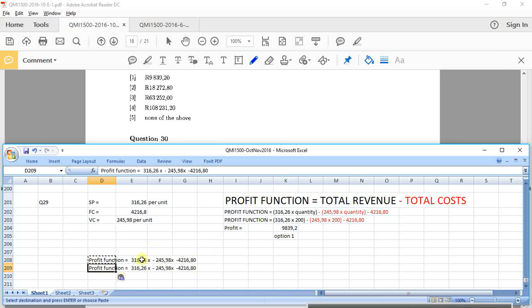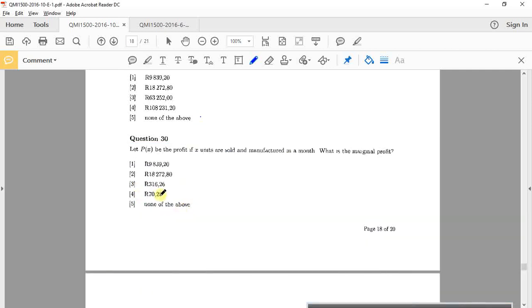We need to simplify the profit function. What is 316 minus 245.98? It gives me 70.28. So the profit function is actually 70,28x minus 4,216. Then get the derivative. Marginal profit equals the derivative of profit. If I derive that, I drop the constant and I have that as the derivative. So it'll be 70,28. That would be it. 70.28, option 4.